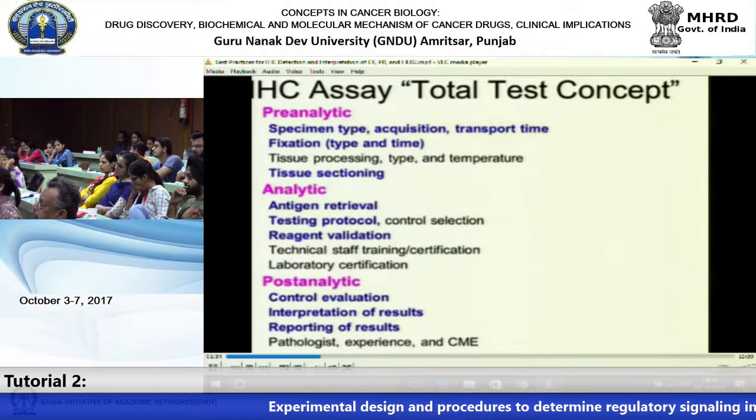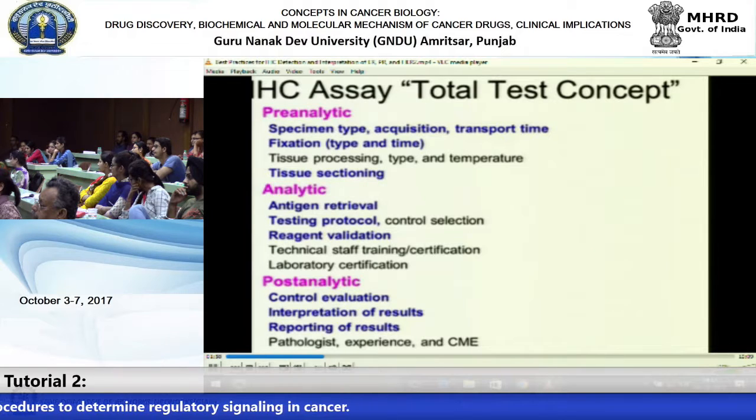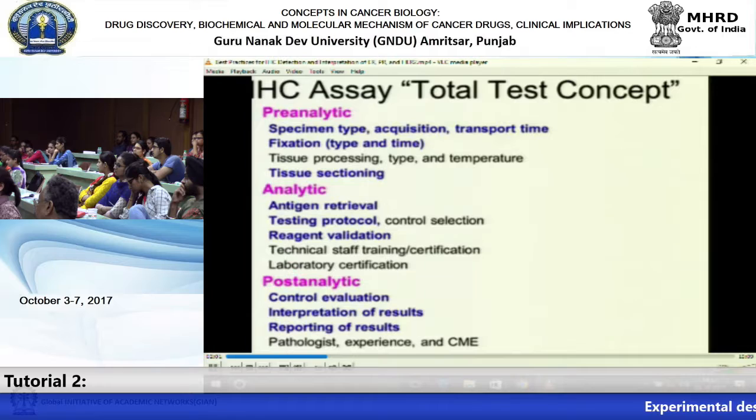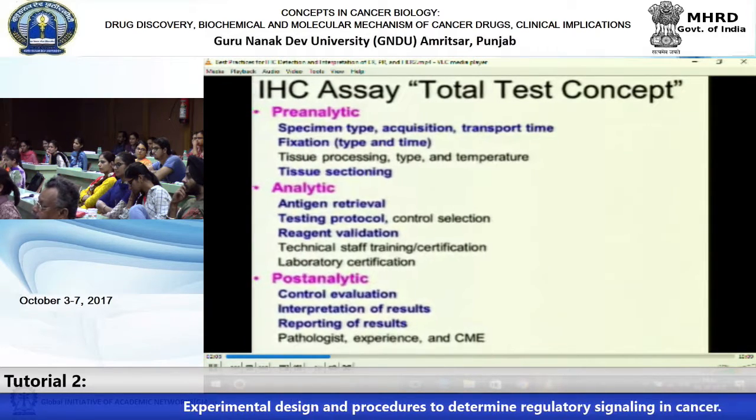our testing protocol here at Clinical Laboratory Partners, Hartford Hospital, and a little bit about reagent validation. And then finally, we have the post-analytic compartment, which is evaluation of controls, interpretation of results, and reporting these results.